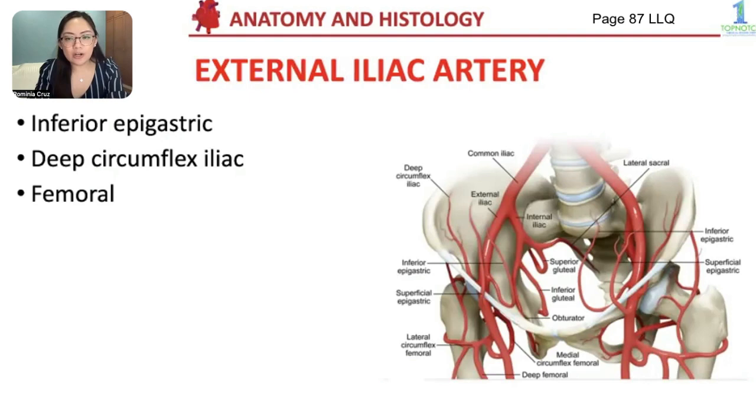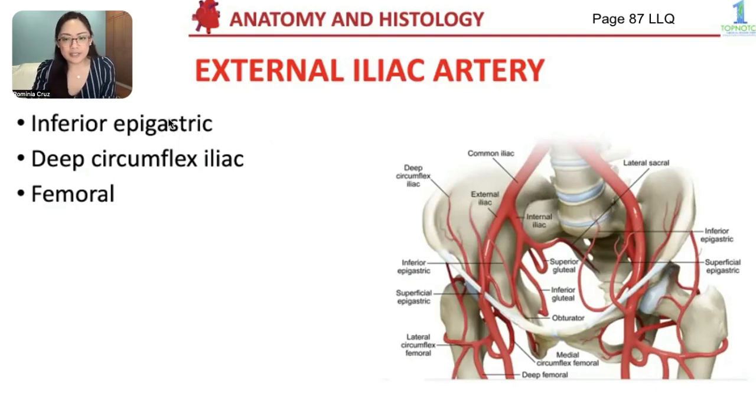So your external iliac artery does not supply organs in your pelvis, but it would give off 3 different arteries. You have your inferior epigastric and your deep circumflex arteries, which would supply the anterior abdominal wall. This is important in obstetrics because these vessels can be cut during skin incision during your cesarean section, especially your inferior epigastric artery when you do a Maylard incision. So ito yung madalas nakakat ha kapag cesarean section, your inferior epigastric artery.